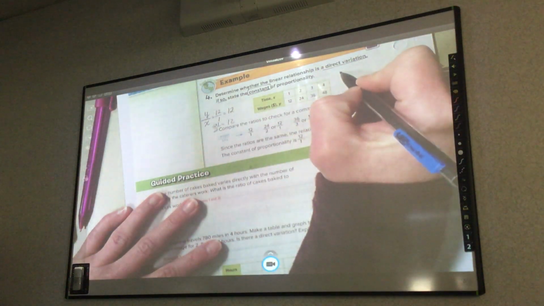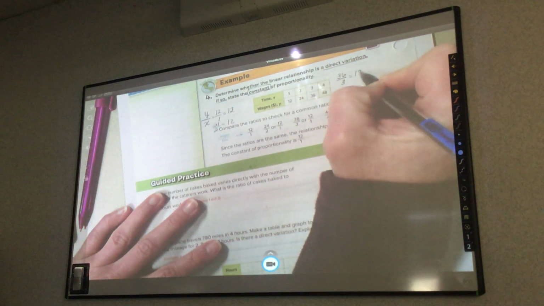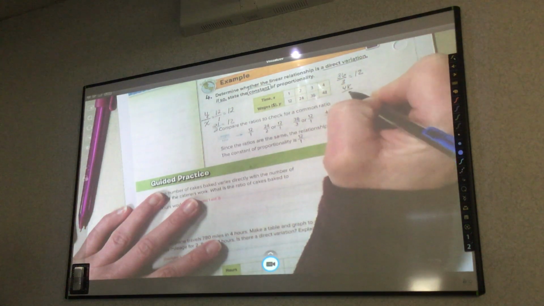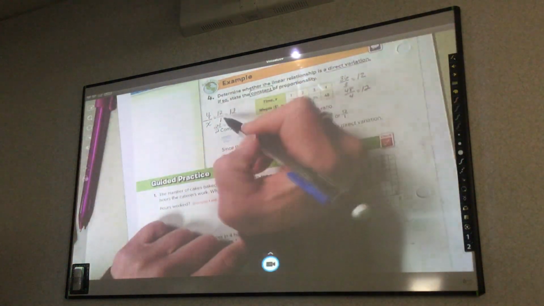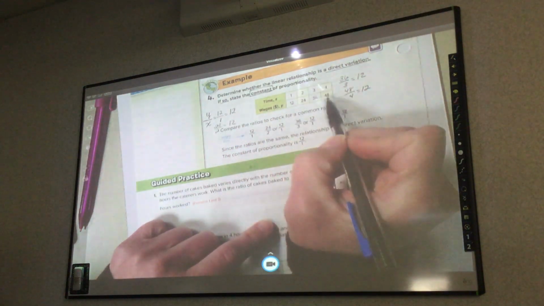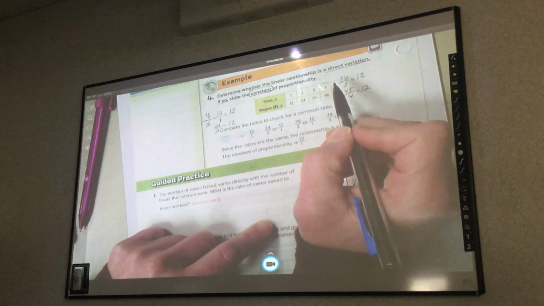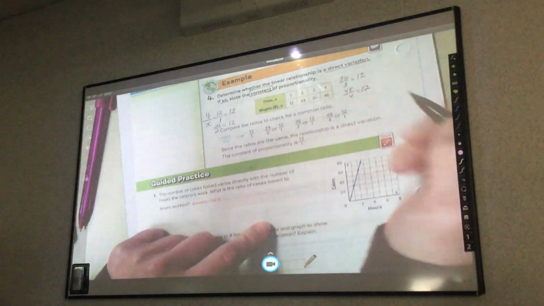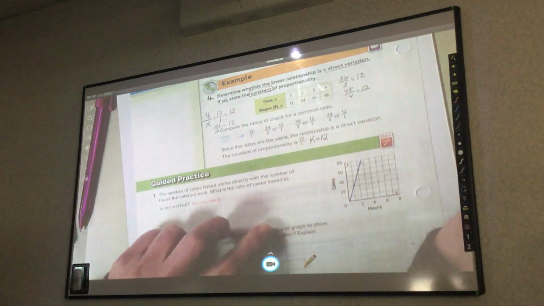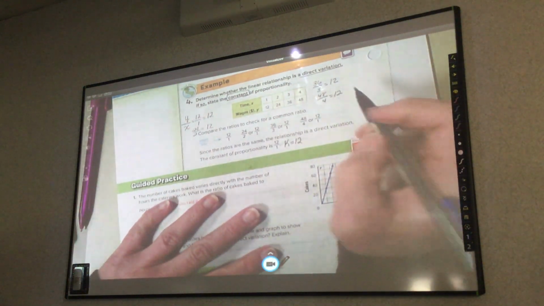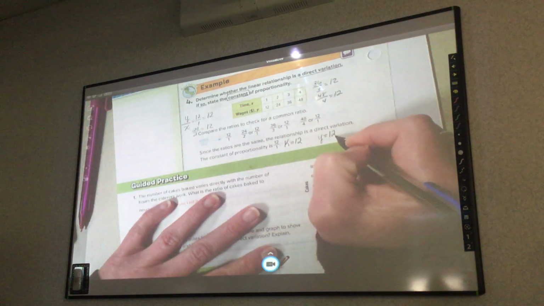I'm going to come over here because I'm running out of room. 36 over 3 equals 12. 48 over 4 equals 12. What is my constant? 12. And then you have to do them all to make sure they all work, because sometimes you might get to the end and that one's not going to work, so you have to be careful. So I'm going to write K equals 12, and then my equation, Y equals 12x.